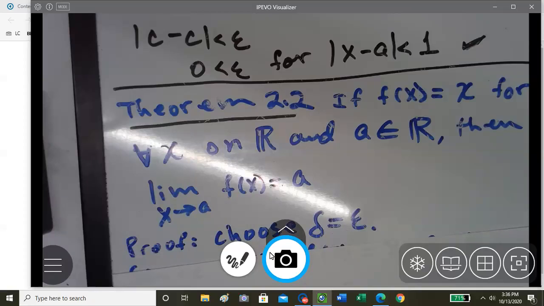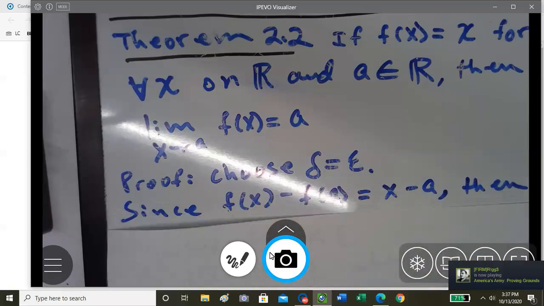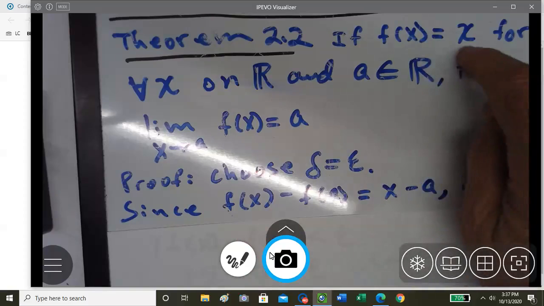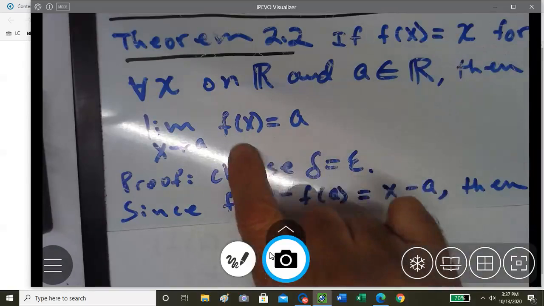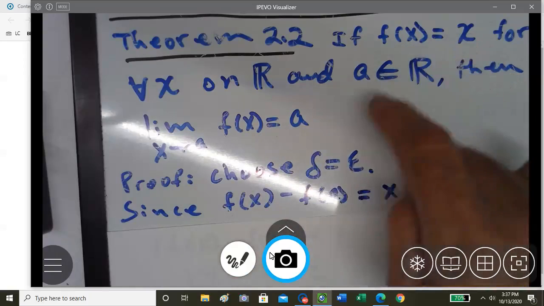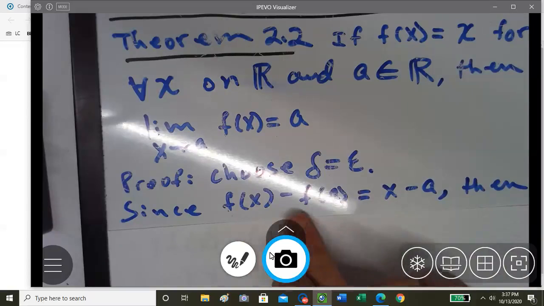So for this, we're going to choose delta and epsilon to be equal to each other. Since f of x is x, and the limit of f of x as x approaches a is a, then if f of x is x, then f of a is a. So f of x minus f of a is going to be x minus a.